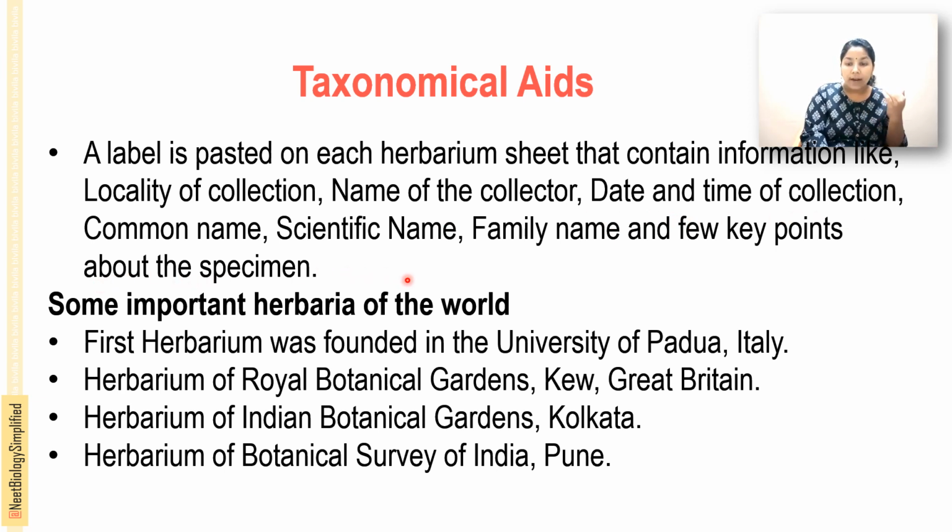So after spraying with the fungicide, it is labeled properly. The label contains information regarding the locality of collection, the name of the person who collected it, the date and time of collection, then the common name, the scientific name, the family name, as well as some key points about this specimen.